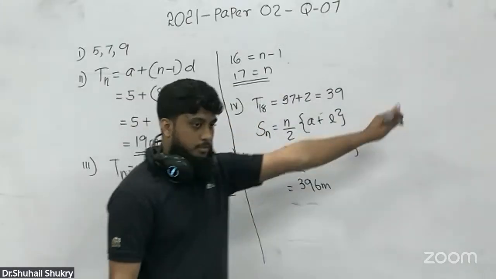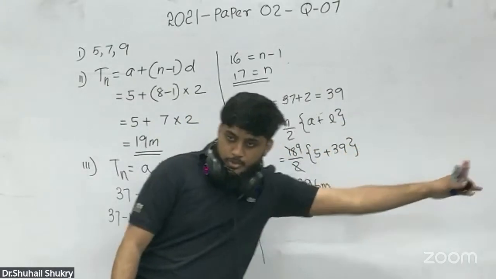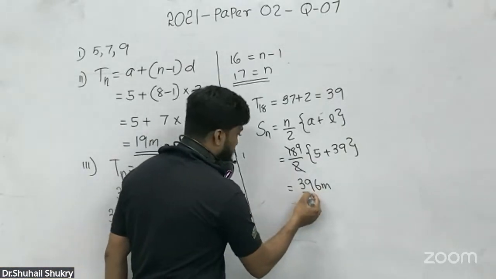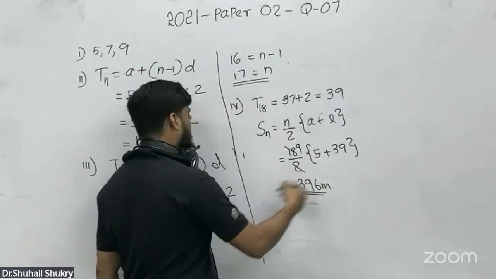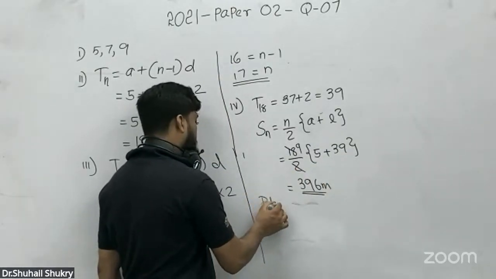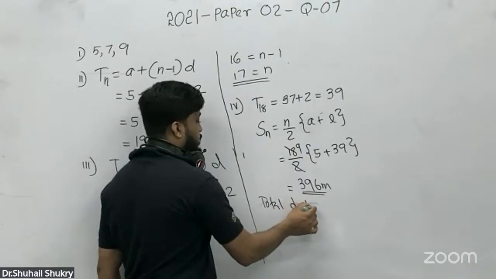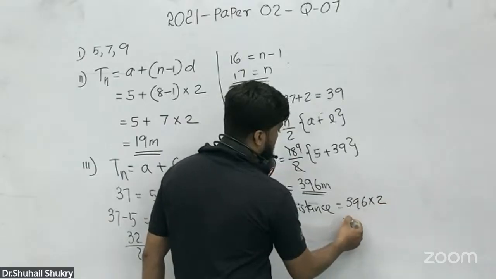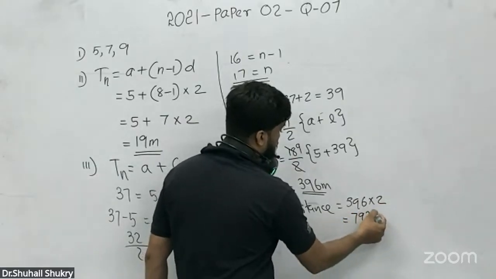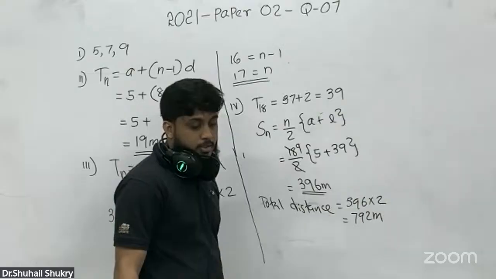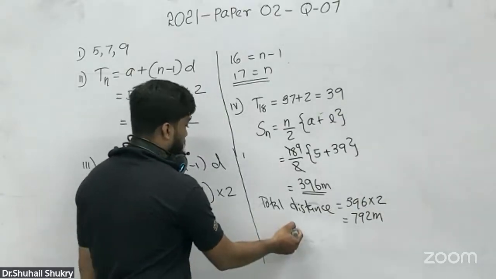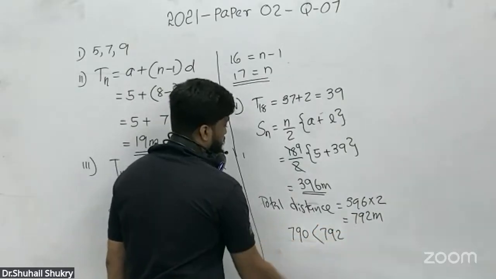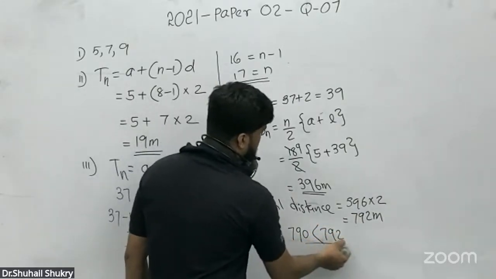396 meters means this is actually one direction only for going. Then again the same distance you should come back. So what is the total distance then? 396 meters is one direction, so you can find the total distance here. 396 double, then how much? 792 meters. What they have asked is to show that it's more than 790 meters. So the next step you have to show 790 is less than 792. This is the way you have to show this.